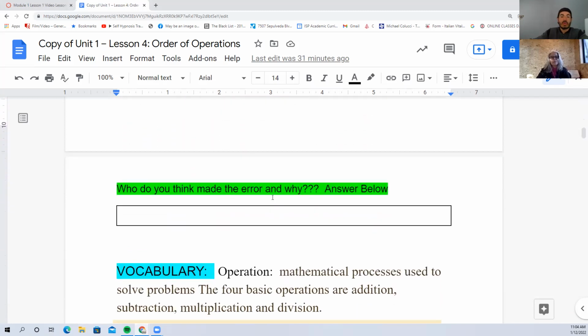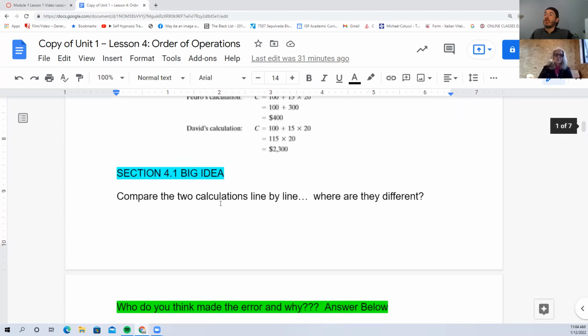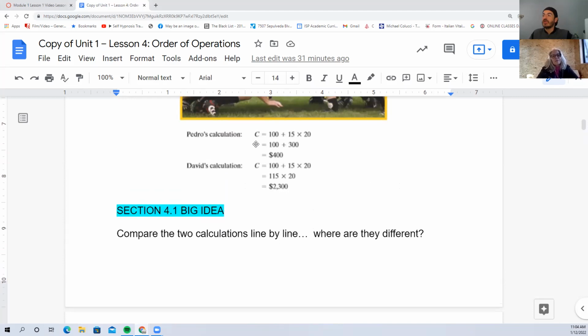Who do you think made the error and why? Well, we know from PEMDAS or from GEMS that multiplication is going to come before addition. So Pedro's calculation is the correct one.